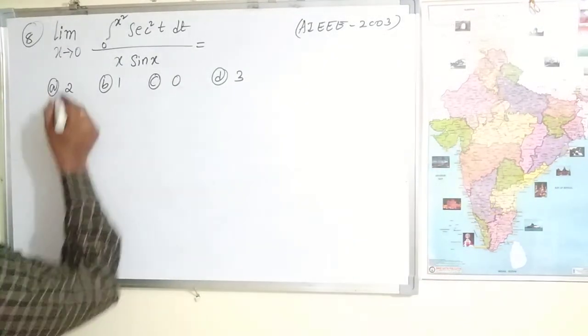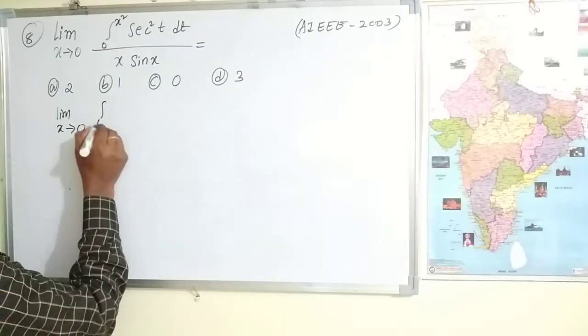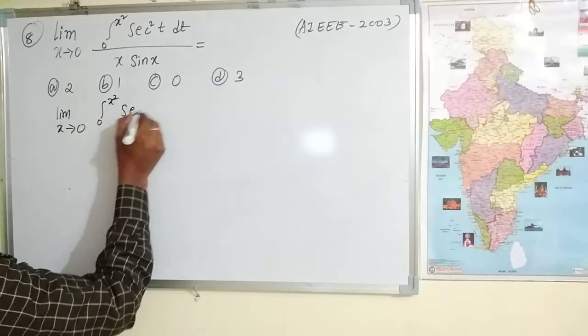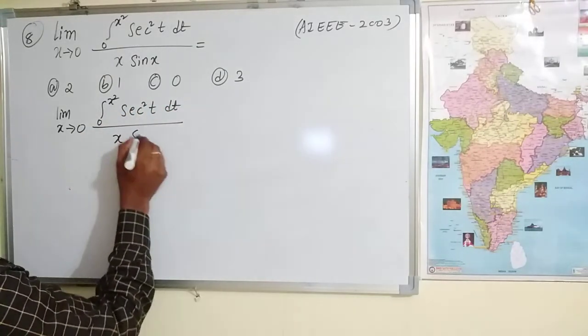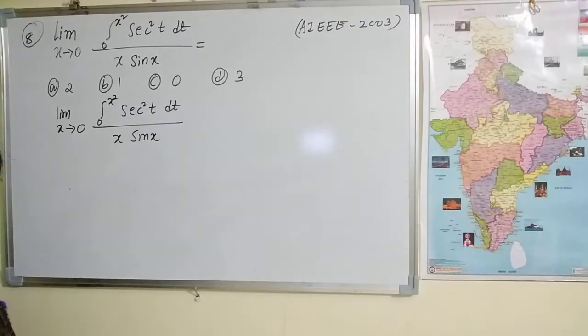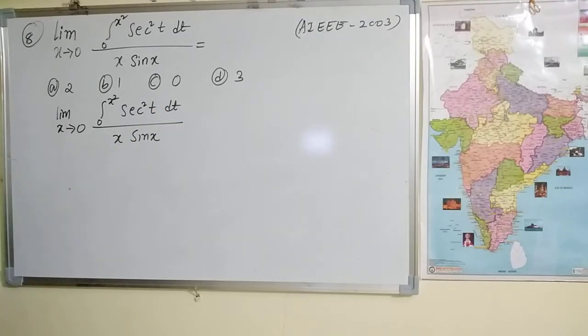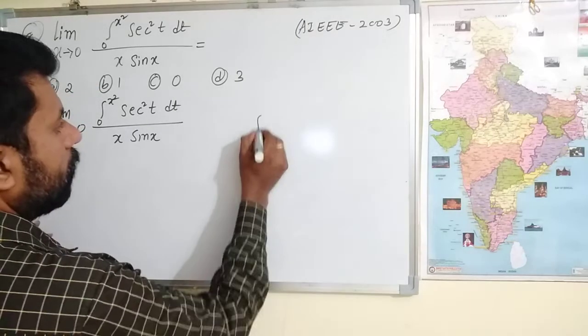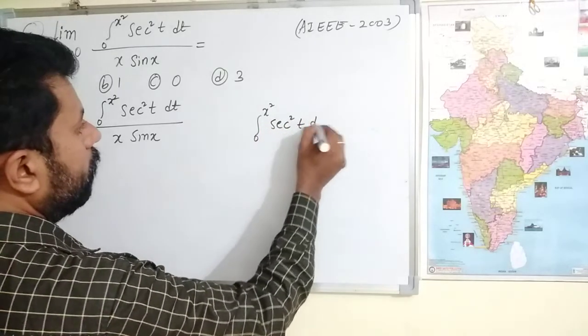Here we have limit x tends to 0, integral of 0 to x square secant square t dt divided by x into sin x. To solve this problem, first simplify the numerator result. Here we have integral of 0 to x square secant square t dt.